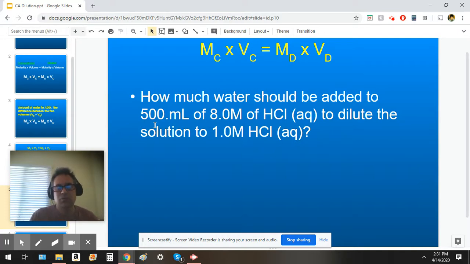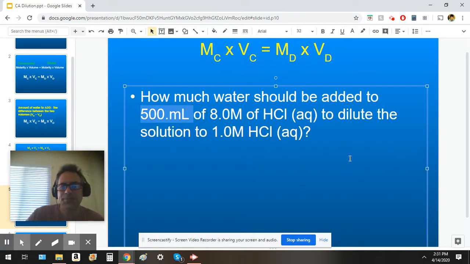And remember, when we're talking about how much water we added, we just have to subtract the two volumes. We know the first volume is 500 milliliters. What's the second volume? Let's figure it out. Same idea as before, I'm just going to jump right into it. On the concentrated side, I have 500 milliliters times the 8 molar of our concentrated solution. On the dilute side, we have our unknown volume times the 1.0 molarity. So 500 milliliters times 8.0 molarity is equal to unknown times 1.0 molarity.